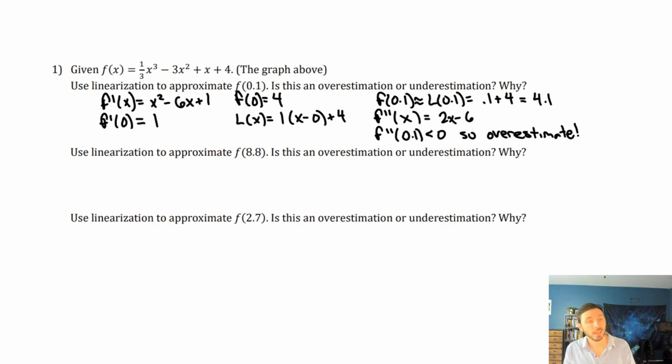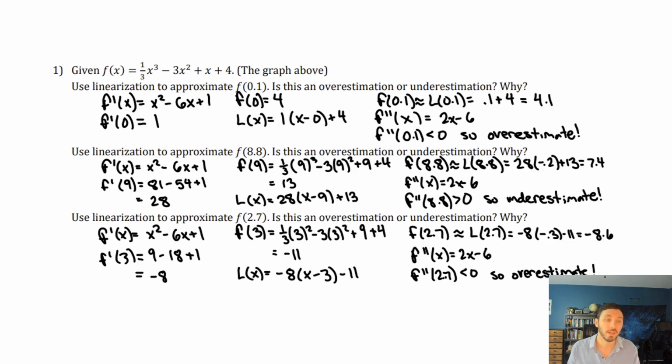Find that nearby value, find the tangent line at that nearby value, and then plug in your 8.8 and 2.7 into that linearization. State if it's an over or underestimate. 3, 2, 1. So looking at all of these, I ended up getting the following tangent line at 9, which is nearby 8.8. And then if I plug in 8.8, I would have gotten 7.4 as the approximation.